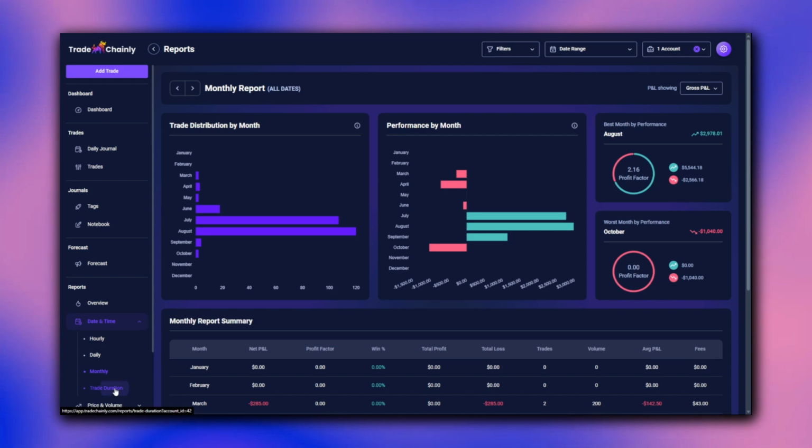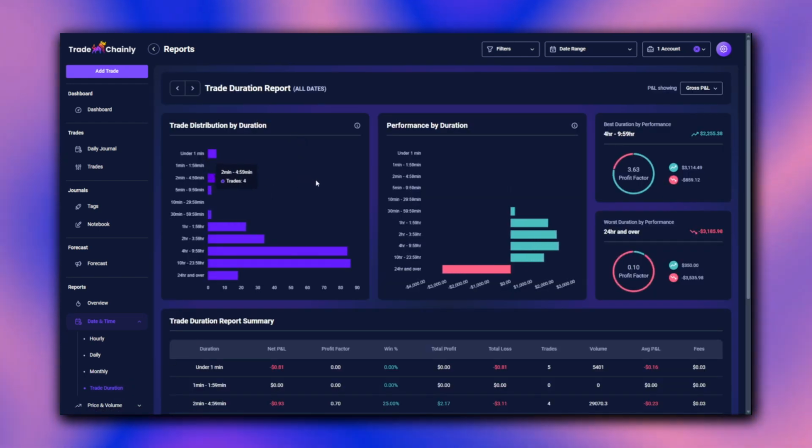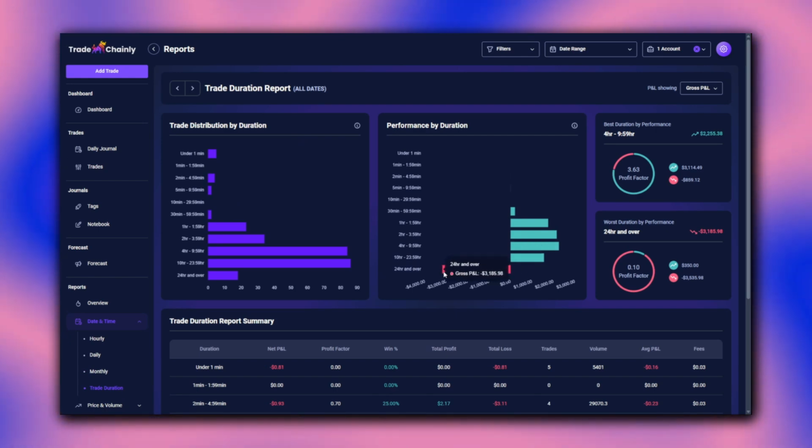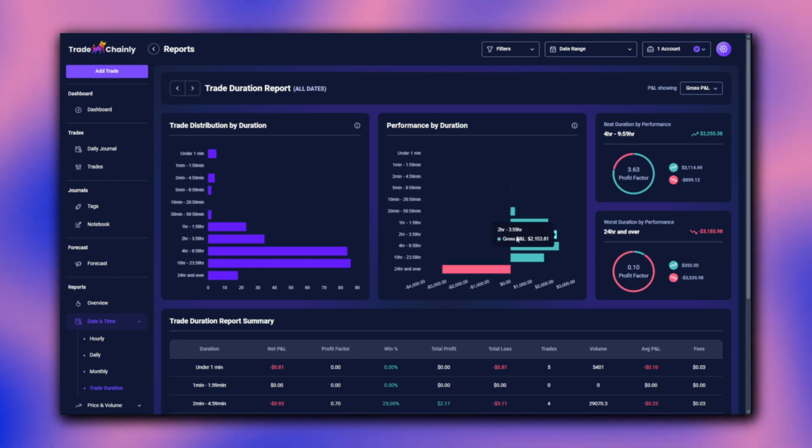Now let's check how long we hold our trades. The trade duration report tells you which holding times work. If trades held 24 hours or more are negative, but 2 to 4 hours are highly profitable, that's huge.